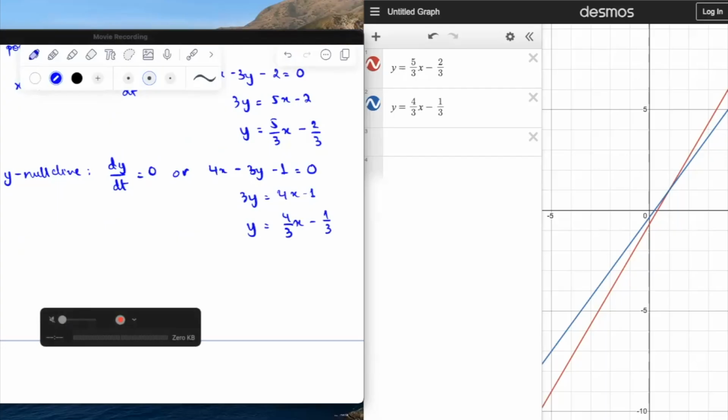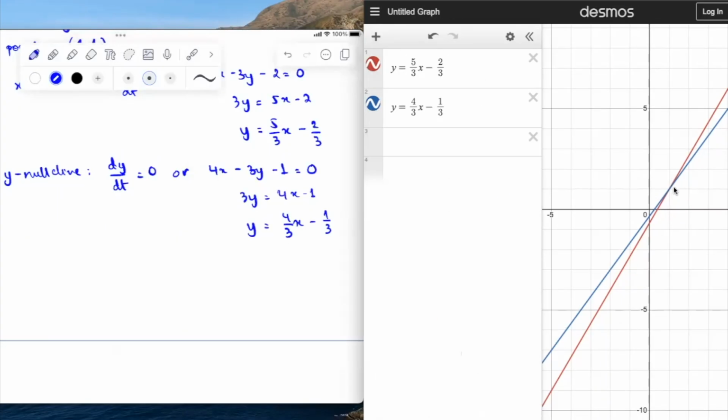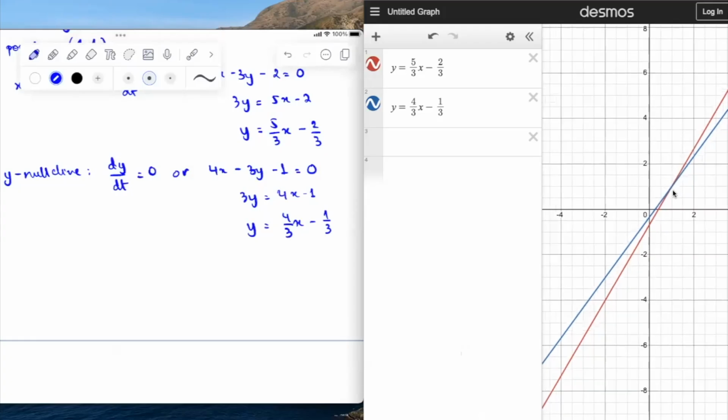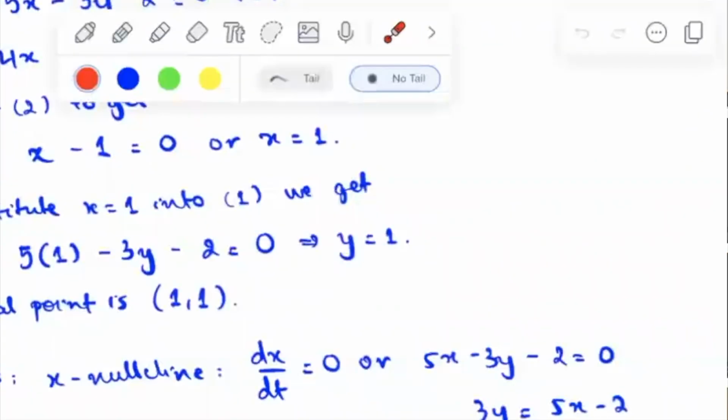Right, so I have two linear equations, or two straight lines. And they intersect at a point, and that is the critical point. Okay, so this is the critical point (1, 1). In this example, we find that the critical point is (1, 1), and you have two nullclines that are not the axes. There's just some straight line on the xy plane. And you're going to do the same thing.